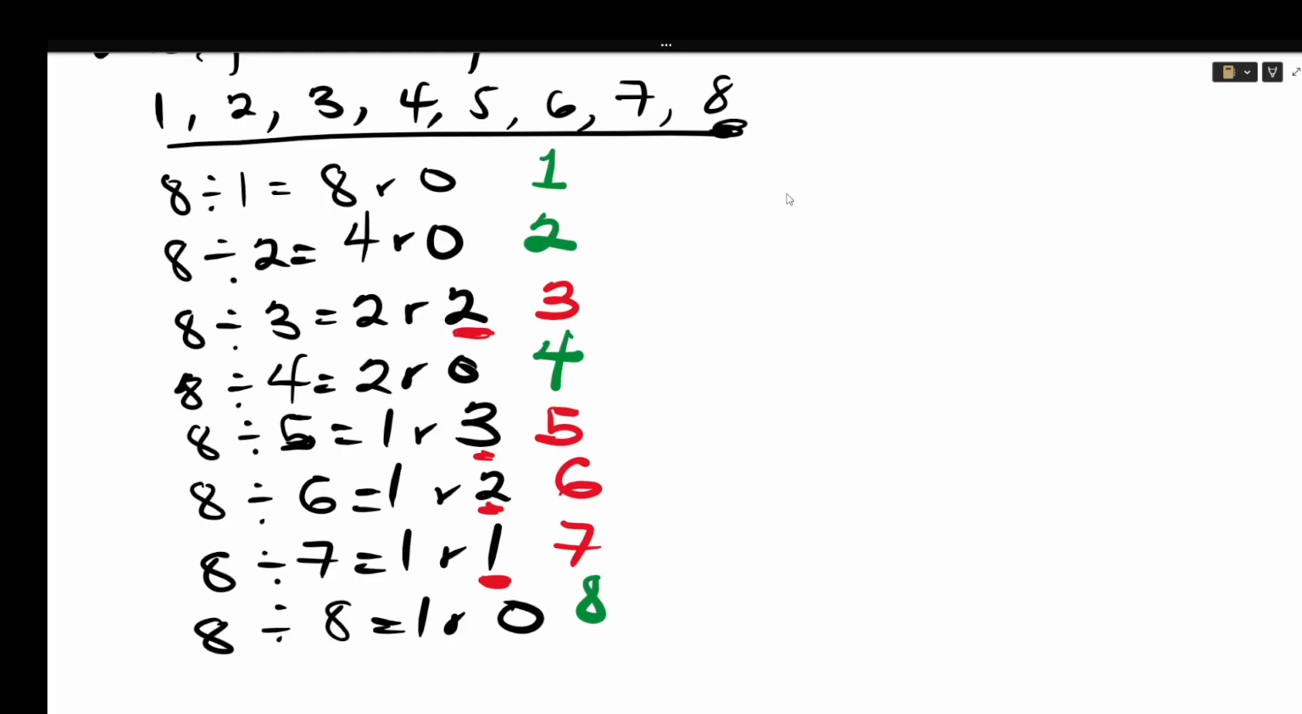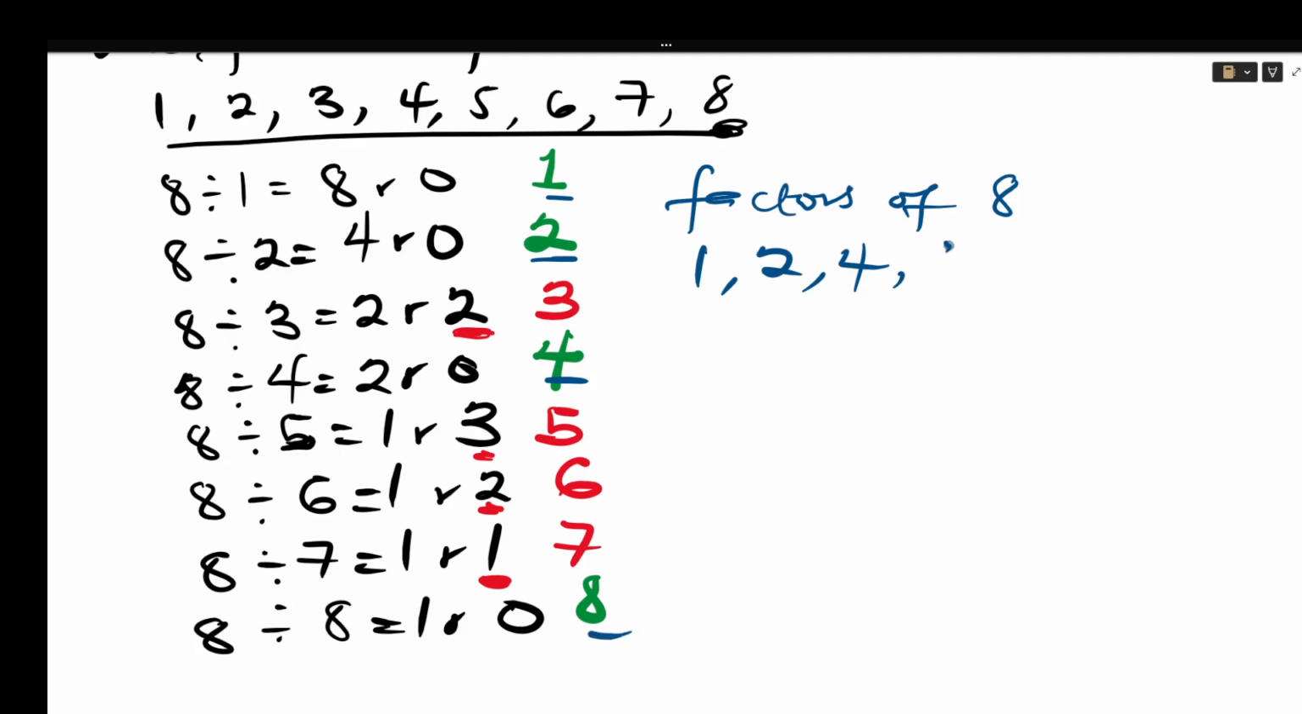So we have factors of 8 as 1, 2, 4, and 8. We say these are the factors of 8: 1, 2, 4, and 8. What that means is if I pick any of these numbers, when I divide 8 by it, I should get a remainder of 0, or in other words, I shouldn't be left with any remainder.